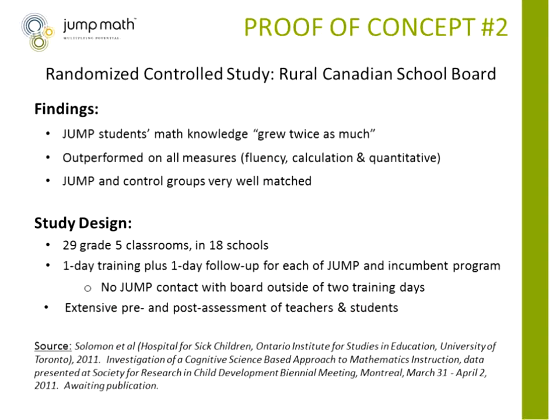Now we've seen similar results in a much more rigorous, much larger study, a randomized controlled study done in Ontario. Students in Jump classes progressed at twice the rate of the control group on measures of fluency, calculation, and quantitative concepts. There's a good deal of evidence that we've collected, and also a good deal of evidence in cognitive science that kids are far more capable in math than we give them credit for.